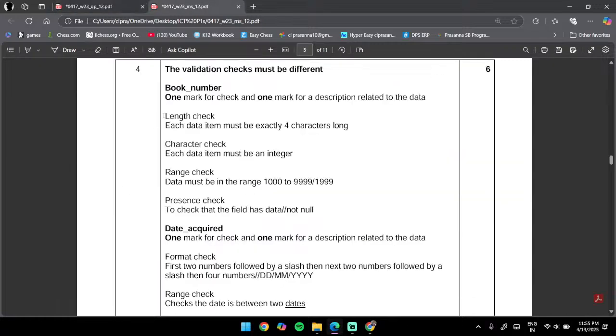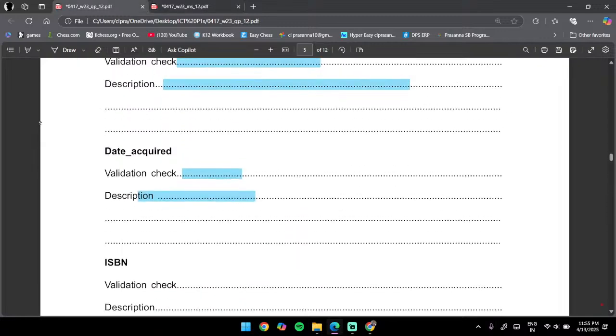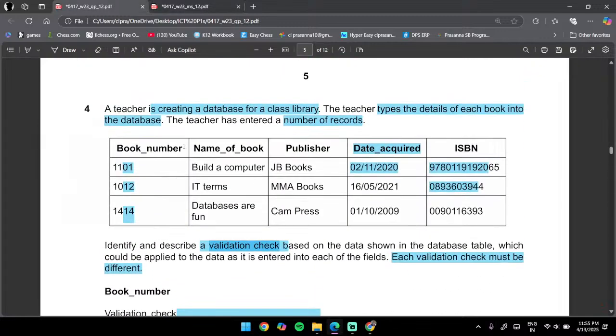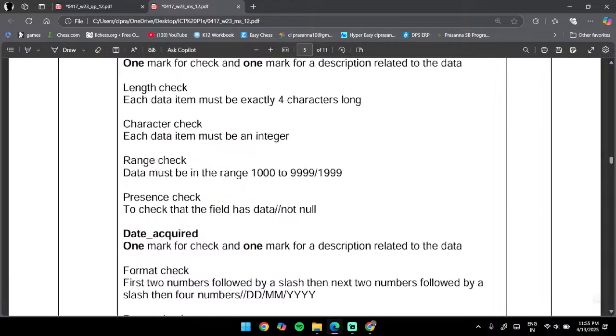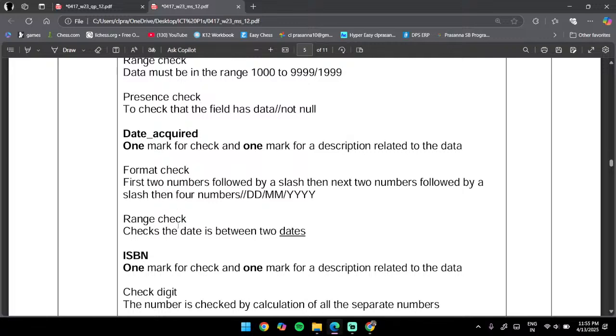So for the book number, length check exactly. Each data, okay, so it should be 4 characters long, yes. Must be an integer. Range check. It should be within 1000 to 9999. Now, writing a range check for book number isn't something I would recommend because they haven't really told you within which range it should be. Stick to the presence check if you know it's a primary key, to check that the field has data and it's not null. Date acquired, yes, range check and then format check.